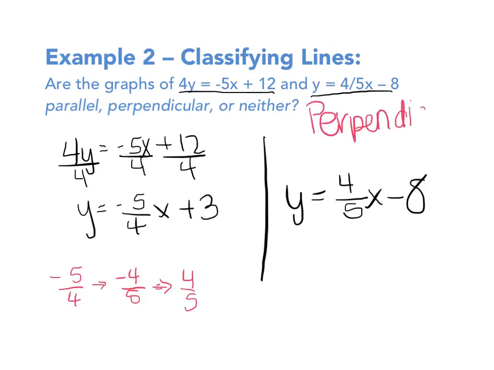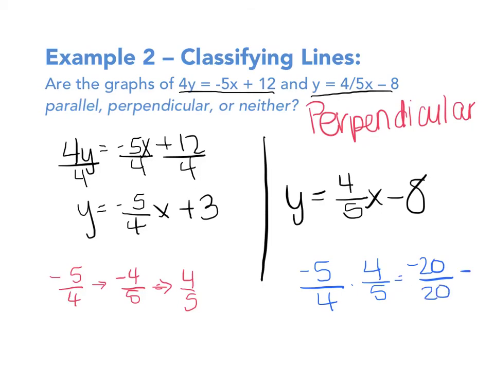Their slopes are opposite reciprocals. They will cross on the graph at a 90-degree angle. And you can also check this by multiplying the two slopes together and seeing if it comes out to negative 1. So we have negative 20 over positive 20, and that does equal negative 1.